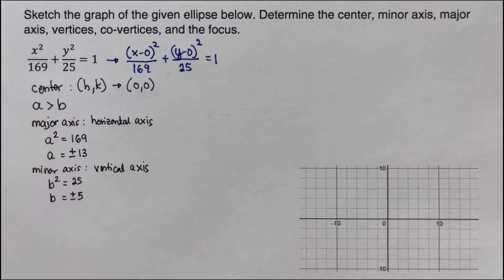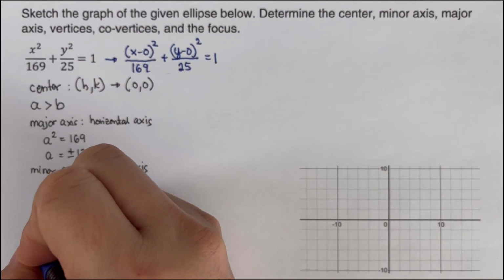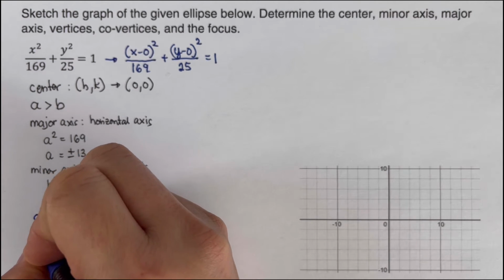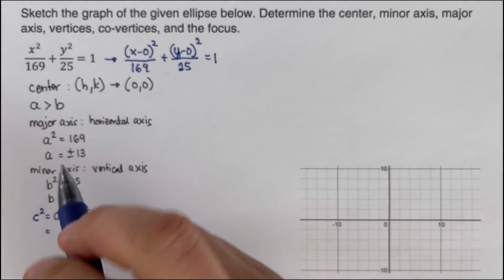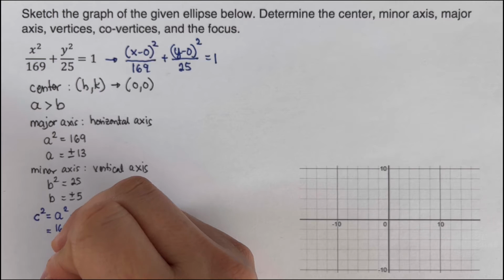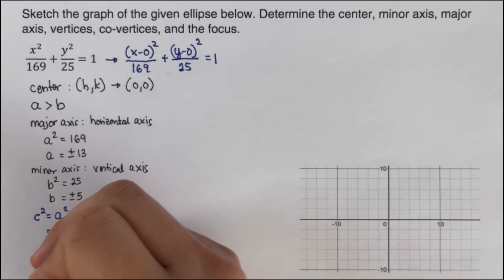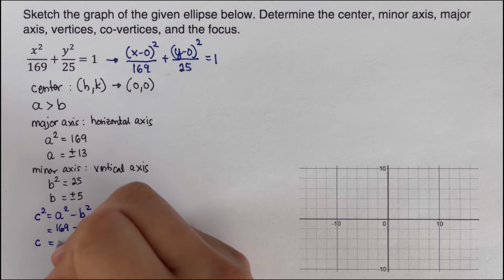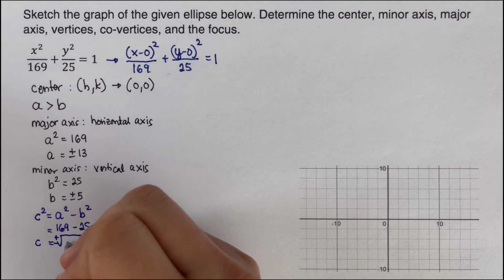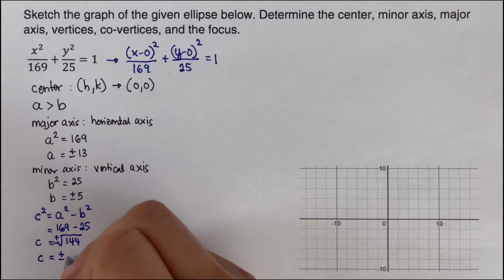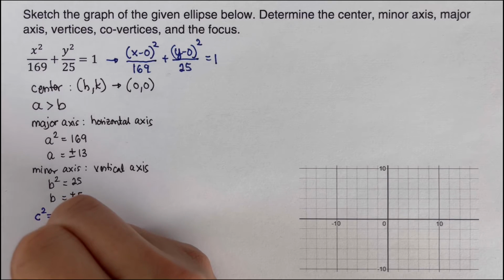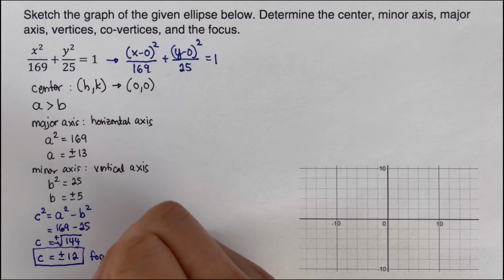And we also need to solve for c, and that is going to give us an idea of where the focus is located. So our formula for c squared is a squared minus b squared. We plug the values in, so that's 169 minus 25, which is 144. So c is equal to plus or minus the square root of 144. So then our c value is plus or minus 12. So this will tell us the location of the focus.